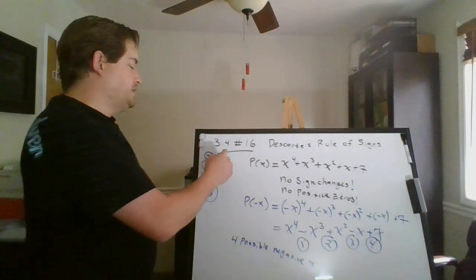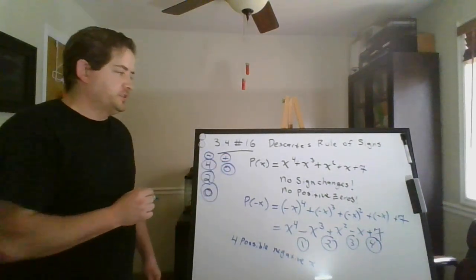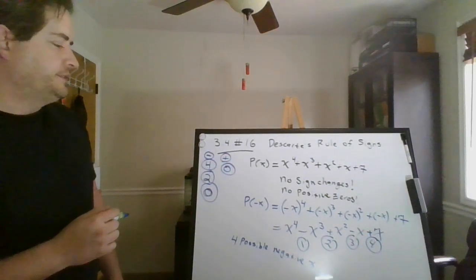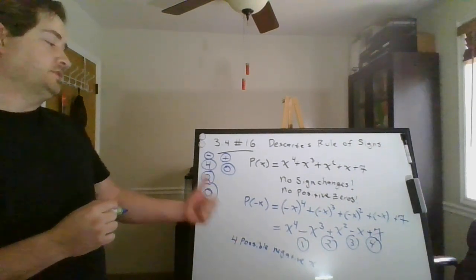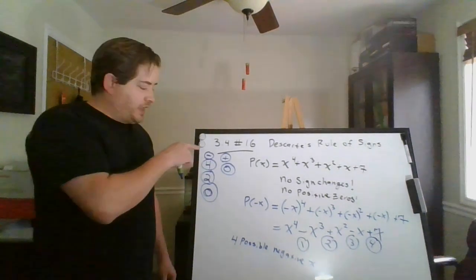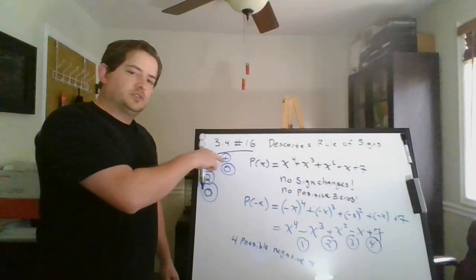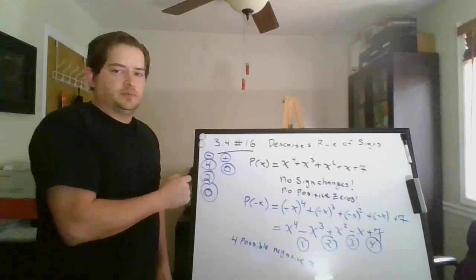My possible positives, we said, was 0. So we know that there's 0, so all of our zeros have to be negative. Right? So when you're answering the question, it says how many possible negatives could there be? It's either 4, 2, or 0. How many positive zeros could there be? It's 0. It just has to be 0.